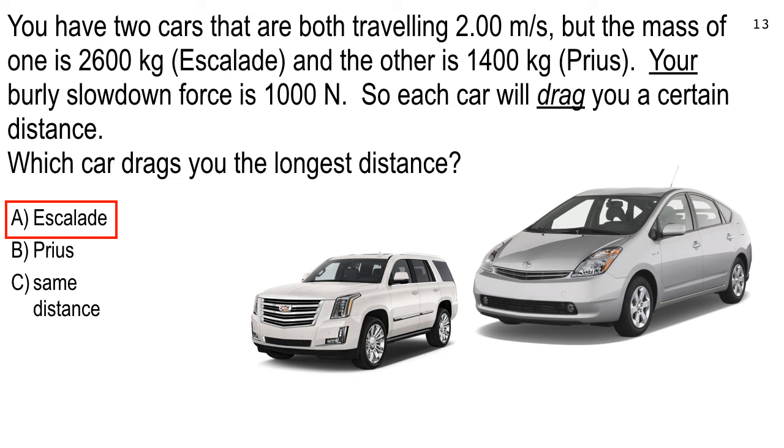And so to stop the car with a certain amount of force, you're going to need a lot more F times delta X with the Escalade. So what we're going to do is figure out, kind of systematically in chapter 7 and 8, why that is the case. Now, this is just a little tiny taste of chapter 7 and 8.